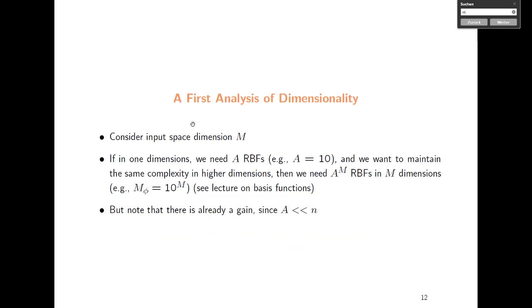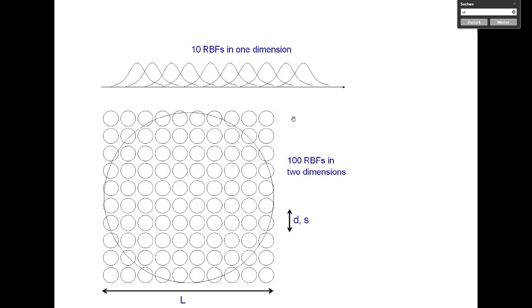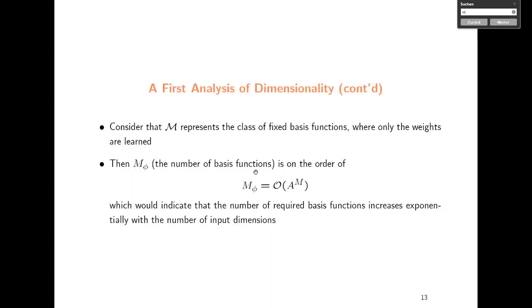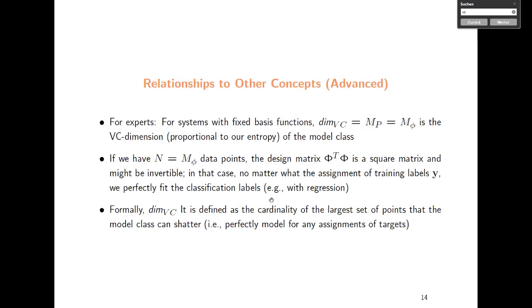So in the first analysis, remember we had maybe 10 basis functions per dimension, and then in 2 dimensions with a tensor product we get 100, and it goes up exponentially. So we seem to run into this problem that the number of basis functions increases exponentially with the dimension, where a is the number of basis functions per dimension. Yeah, this is the curse of dimensionality.